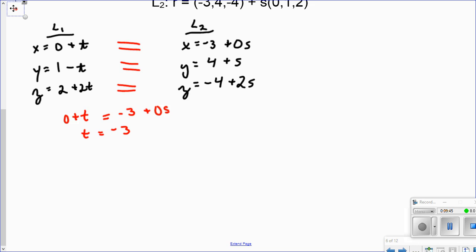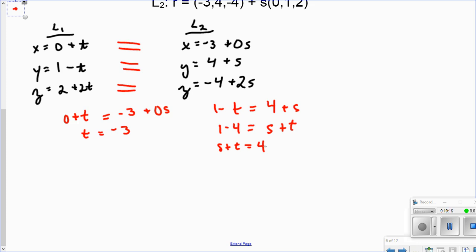Let's take a look at the y's. 1 minus t is equal to 4 plus s. Can I work on this and solve this? Let's move the 4 over to the 1, so that'll be 1 minus 4. And I've got an s on this side. I'm going to move my negative t over here. So really I have s plus t equals 4.